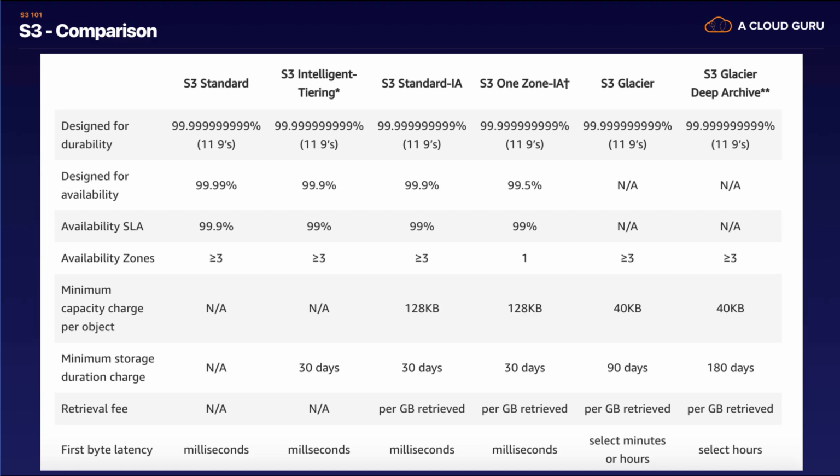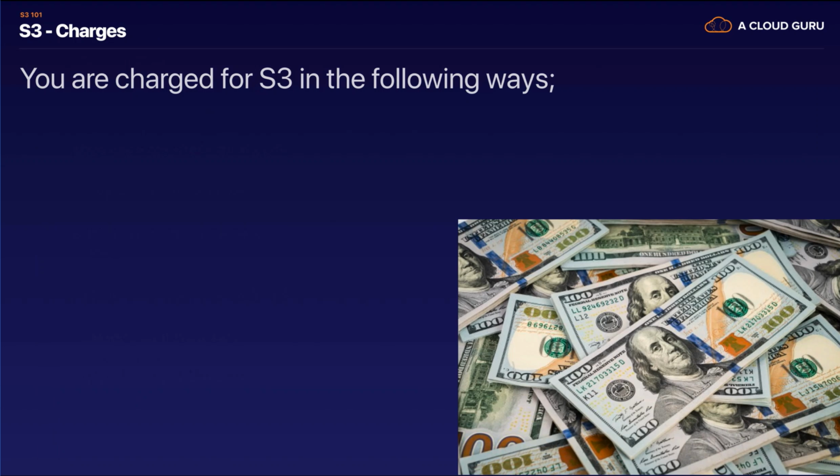And note down at the very bottom, the first byte latency. This means how quickly you will be able to access the first byte. It's in milliseconds for the first 4. With S3 Glacier, we're going to be between minutes or hours, and then with Deep Archive, we're going to be 12 hours or more. And in terms of the way you're charged for S3, you're charged in the following ways.